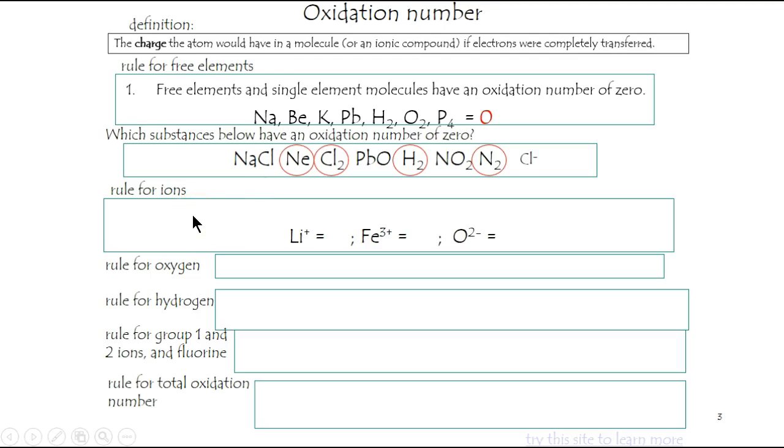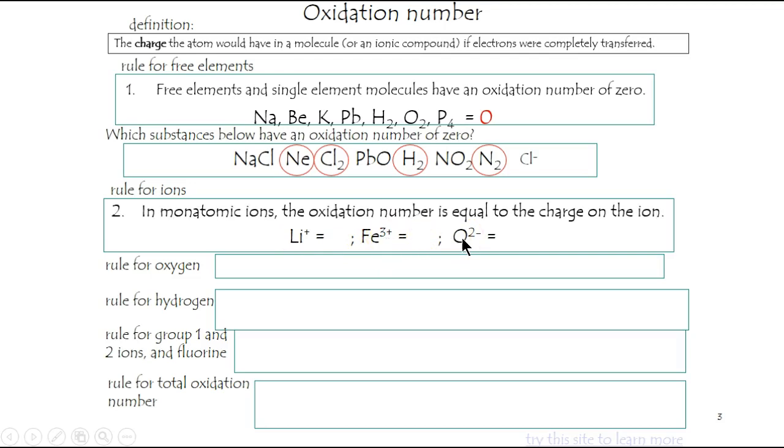Now for ions, it's just what you would think it would be. If it's an ion like lithium chloride, the lithium is +1. Iron's +3 when it's +3, and oxygen is -2. In other words, the oxidation number is equal to the charge for ions. Oxygen has a couple of weird exceptions for oxides.